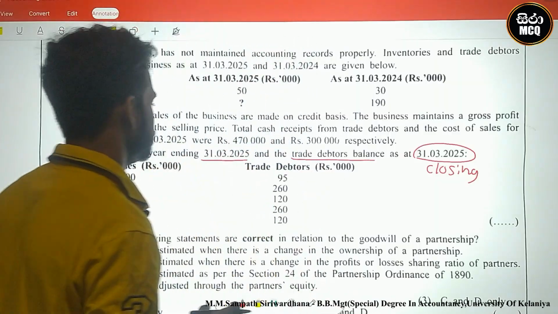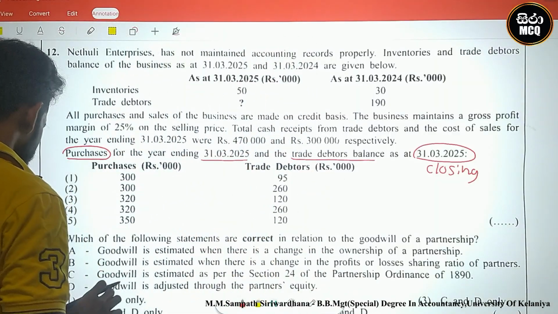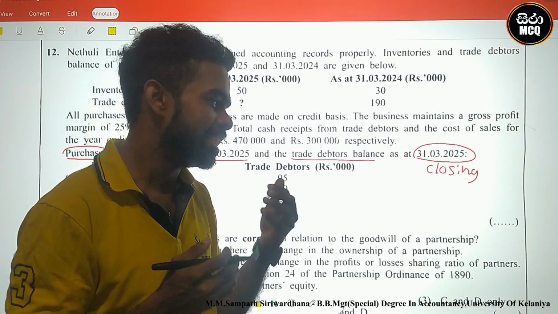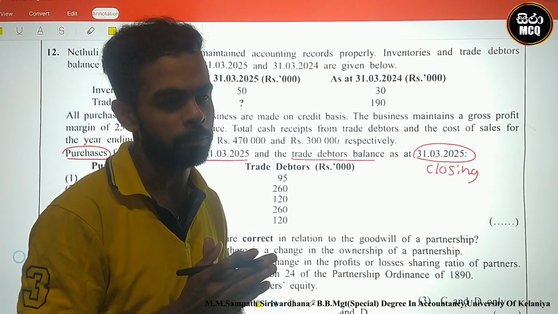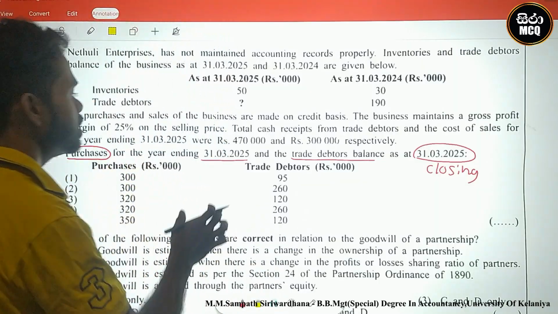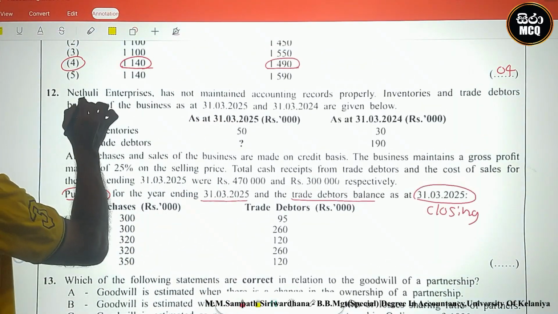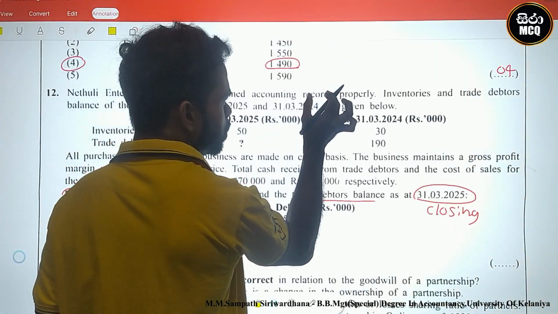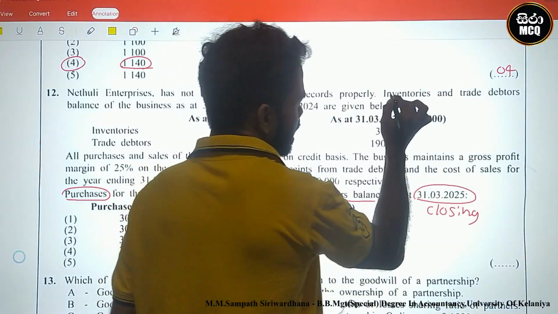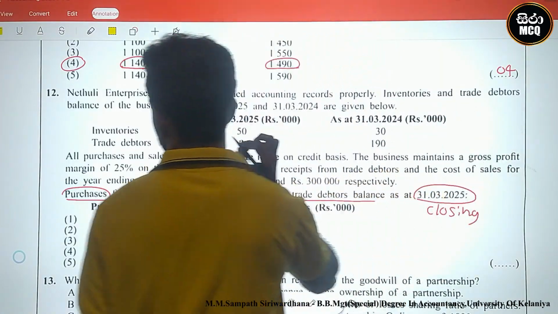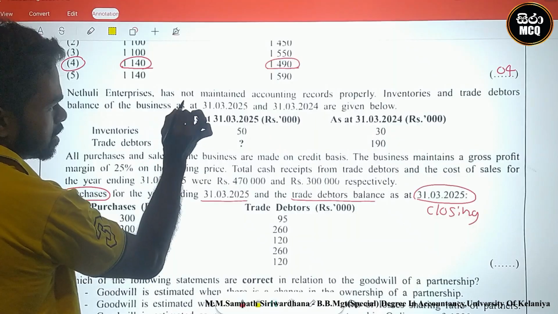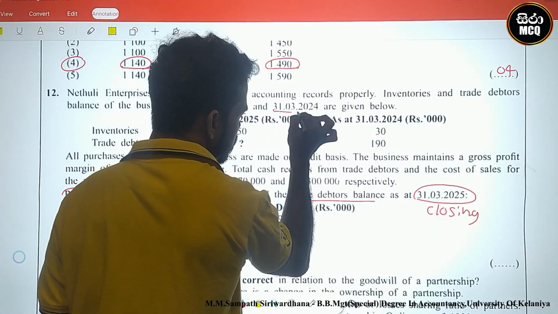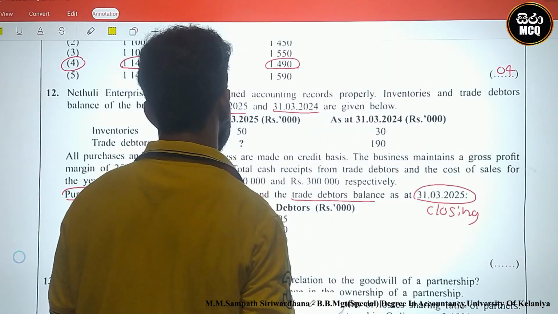Okay, let's see the question. I would like to prepare a trade account and a debtor control account. To identify these answers, look here. Firstly, Nethuli Enterprises has not maintained accounting records properly. The inventories and trade debtors balance of the business as at 31st March 2025 and 31st March 2024 are given below.